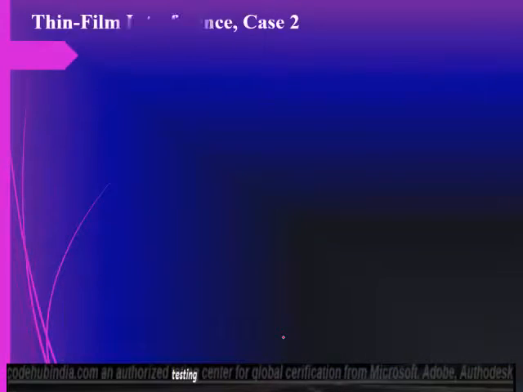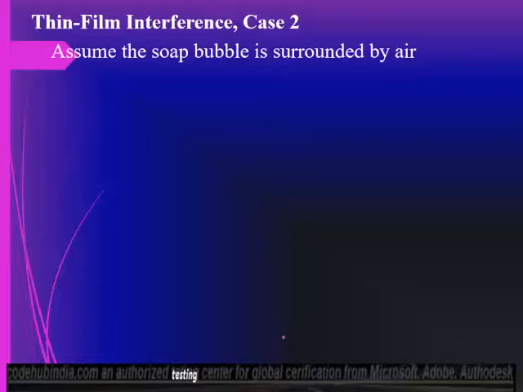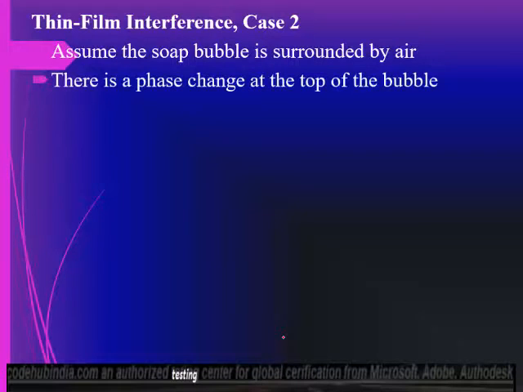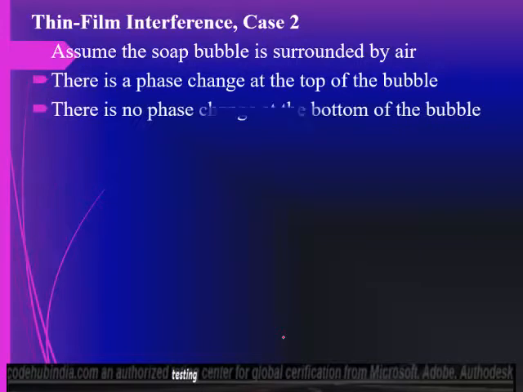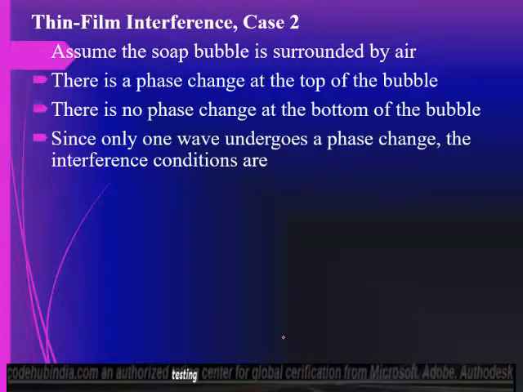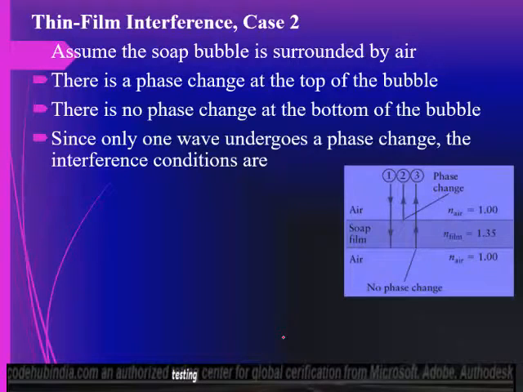So the thin film interface is case 1. Case 2, assume a soap bubble surrounded by air. There is a phase change at the top of the bubble and no phase change at the bottom of the bubble. Since only one wave undergoes a phase change, what are the interferences? Constructive interference is 2d equal to this condition, and destructive interference is this condition.